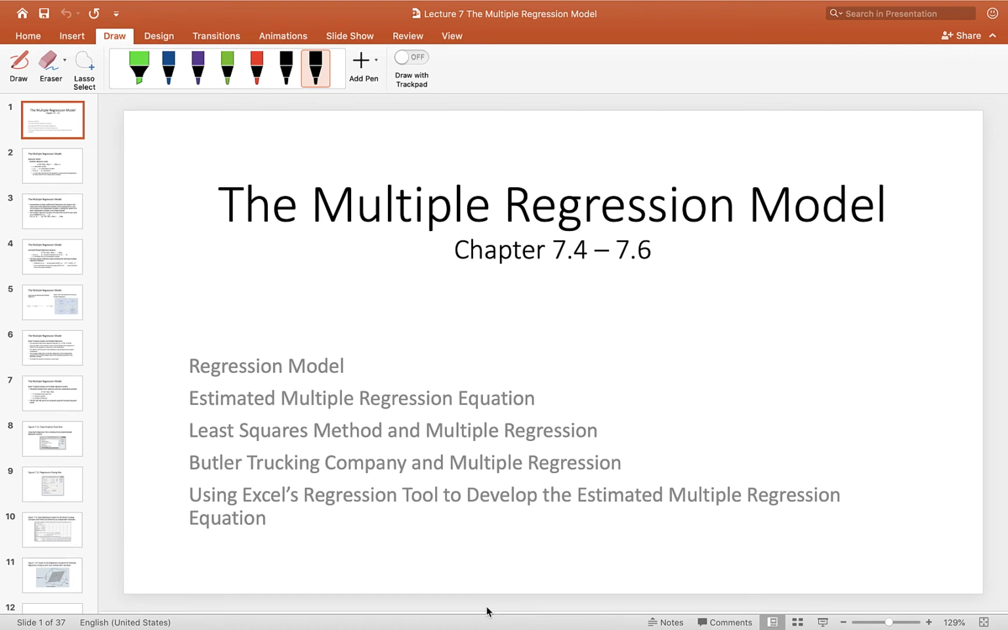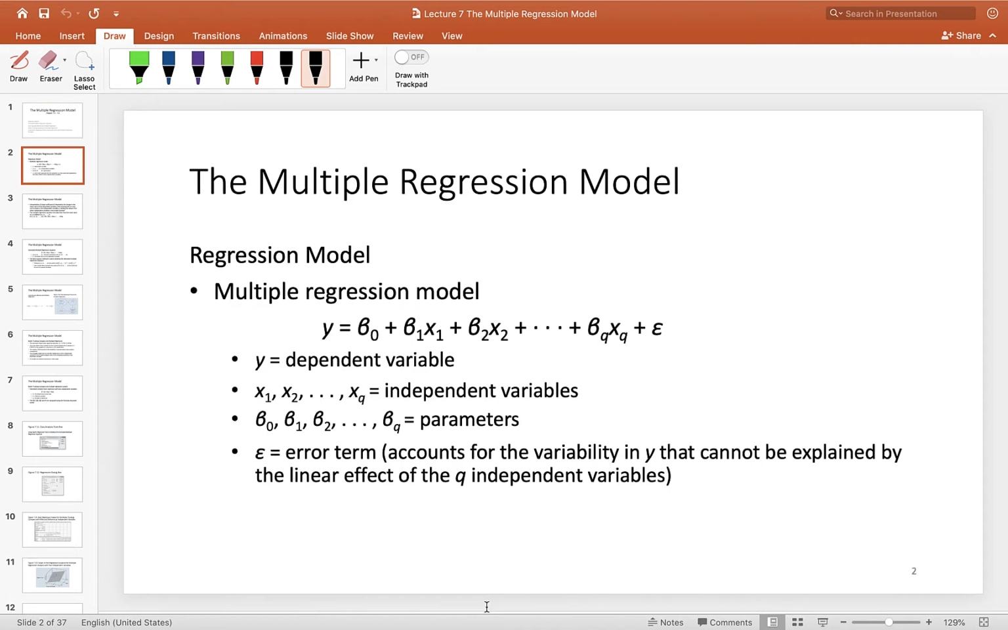Chapter 7, Section 7.4 to 7.6, multiple regression. So we're going to look at multiple regression and we'll look at a few examples here. And we're going to start off with the multiple regression model. And this is what a multiple regression model means.